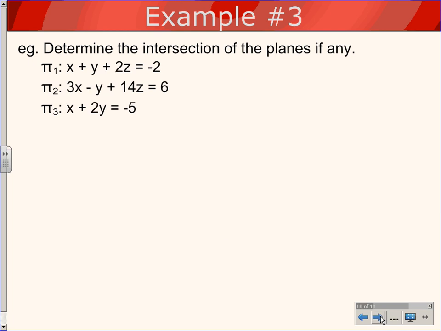Okay, last one. So you can maybe guess what's going to happen. Determine the intersection of the planes, if any. What's kind of neat about this one, the third plane doesn't have a z in it, right? And that's okay. It just means the z component of the normal vector is 0. So that's all right. It's actually really good for us because equation 3 already doesn't have a z.